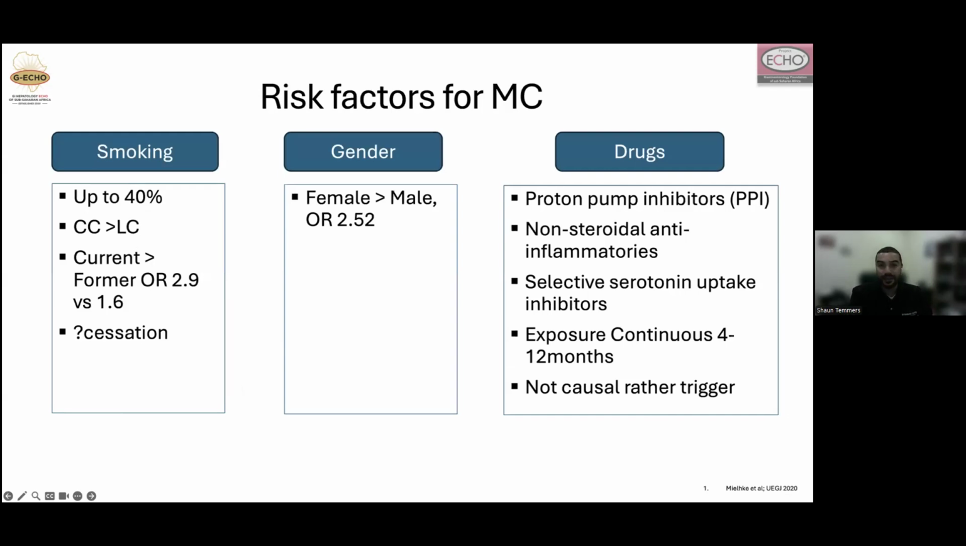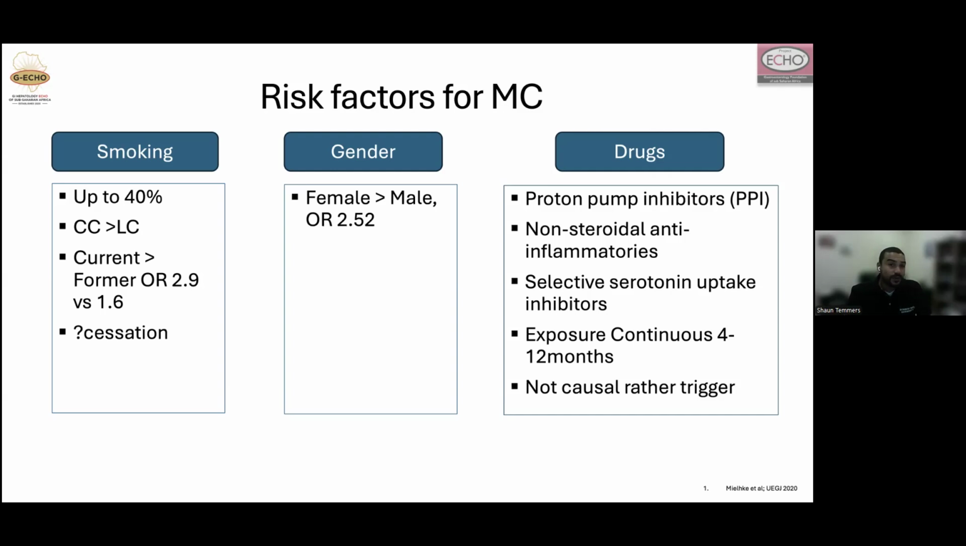Certain risk factors have been identified in microscopic colitis, and the one that has been best studied in this disease is smoking, where up to 40% of all individuals with microscopic colitis were found to have smoked. This is found to be more common in patients with collagenous colitis as compared to lymphocytic colitis, and current smoking increased the odds ratio significantly compared to former smoking. The question has always been whether cessation of smoking would reduce the risk, but this has not been shown in both clinical trials as well as clinical practice.